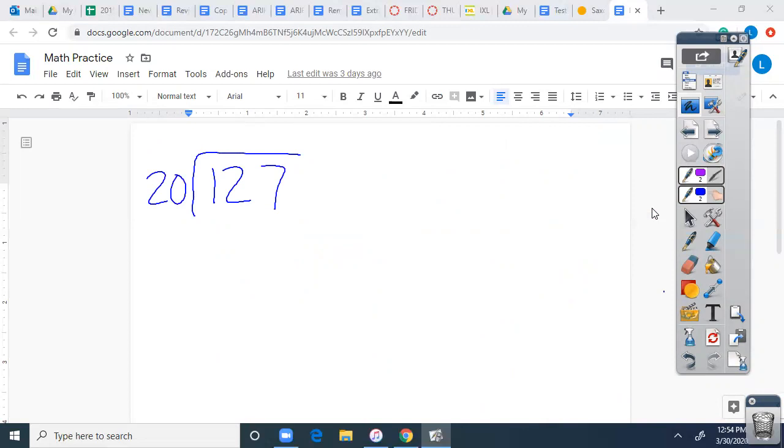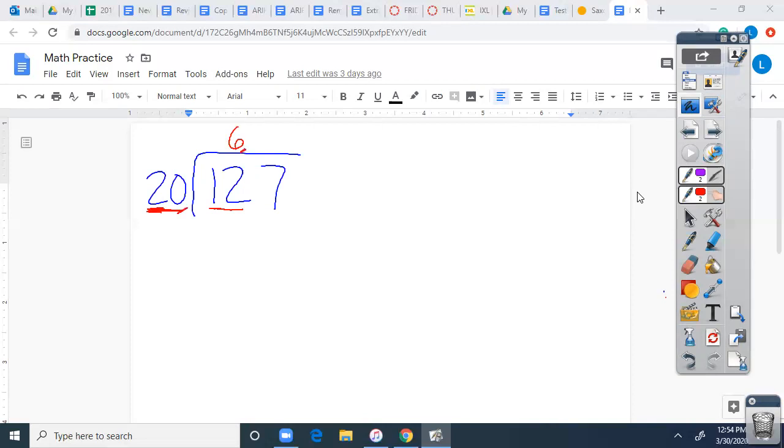127 divided by 20. Okay, this one's a little bit tricky. Let's look at it. How many times can 2 go into 1? It can't. Okay, so now we got to do 20. Can 20 go into 12? Oh, sorry, not 20. Can 2 go into 12? Yes, it can. 6 times, right?